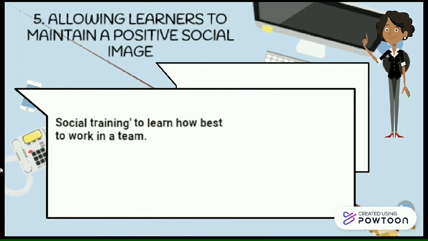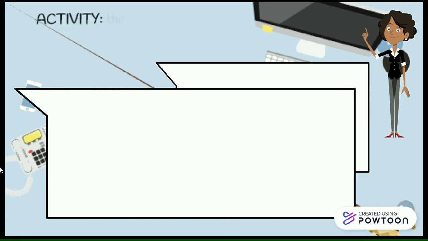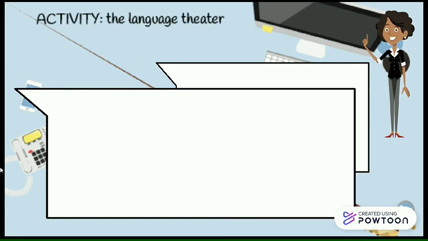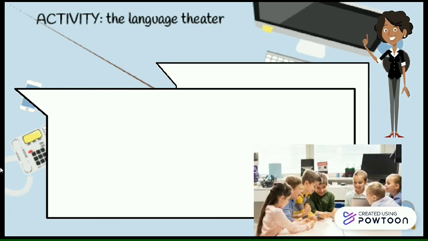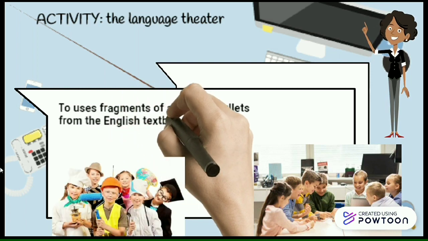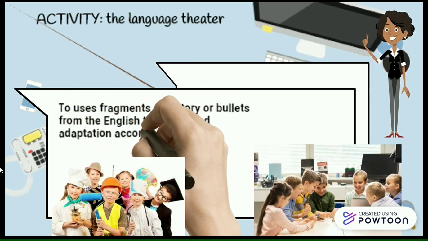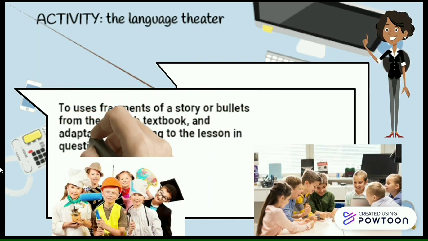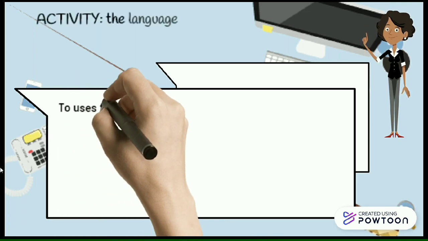The activity is called the language theater. There are many ways to adapt a theater activity to the class. You can use fragments of a story or dialogues from the English textbook, an adaptation according to the lesson in question.